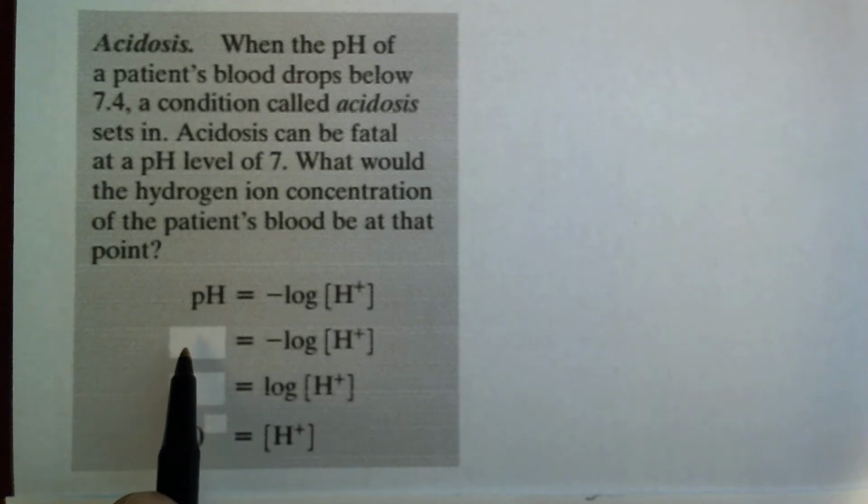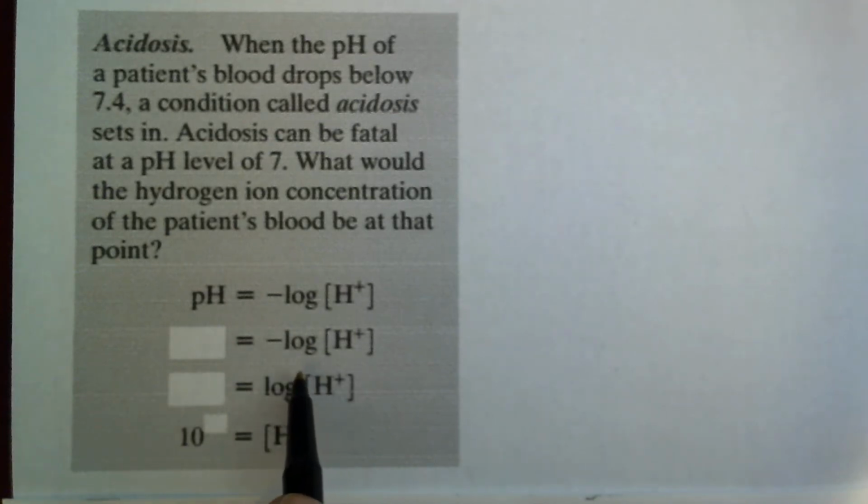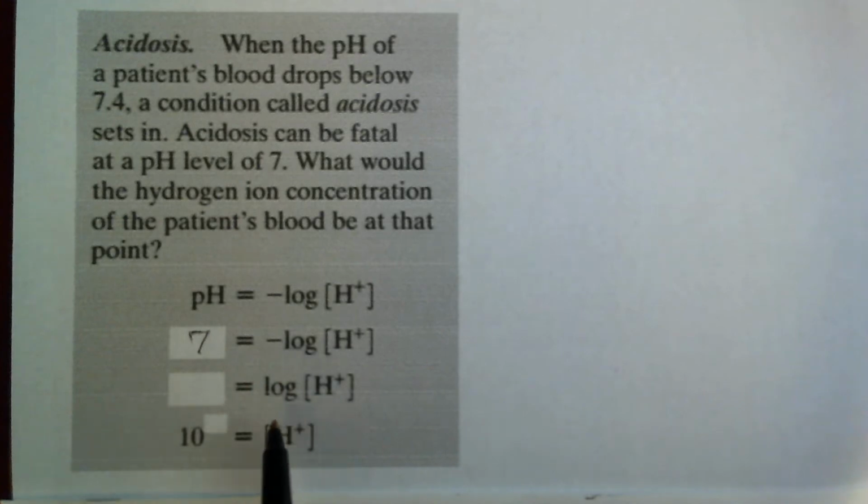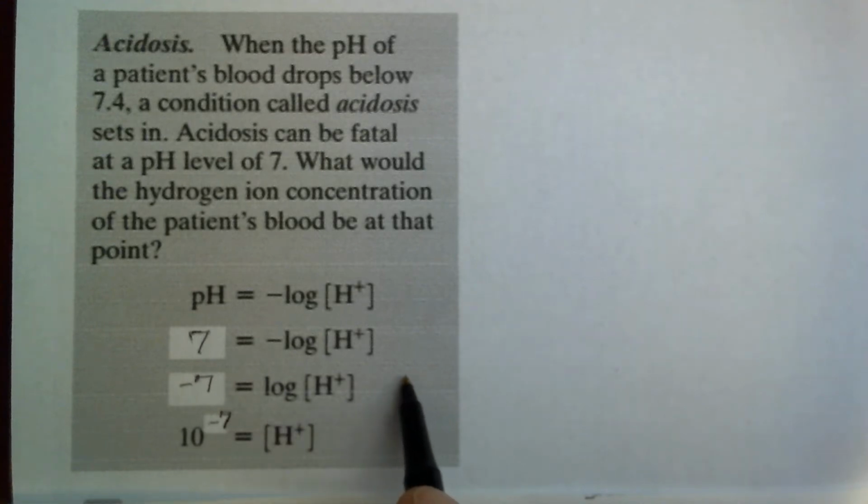So the pH is 7, equals minus the log of the hydrogen ion concentration. So minus 7, multiplying both sides of the equation by minus 1 to make that a positive. That means when we raise both sides to the 10th power, we get the hydrogen ion concentration, which would be 10 to the minus 7 moles per liter.